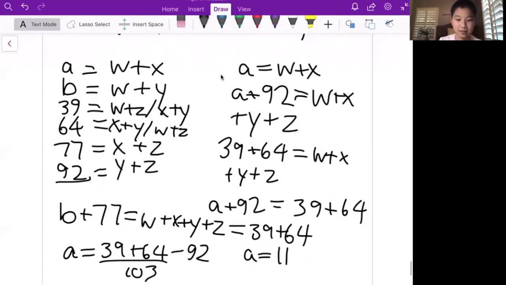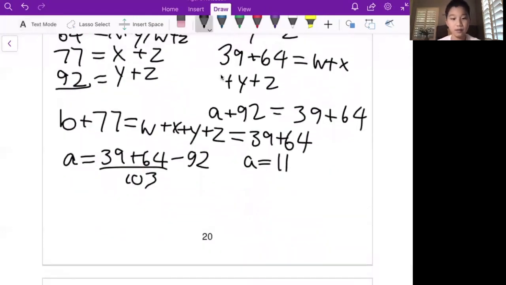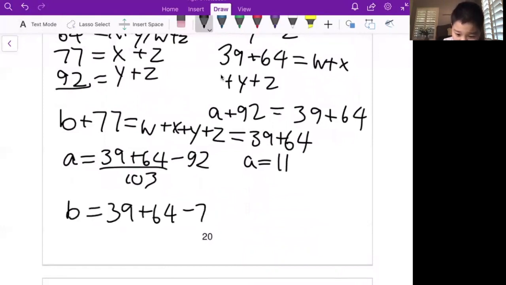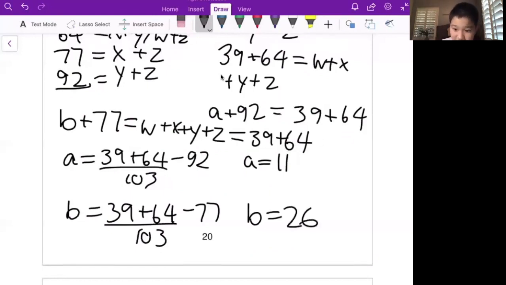And then B is equal to 39 plus 64 minus 77. So this is 103 again. 103 minus 77 is equal to 26. So A plus B equals 37.